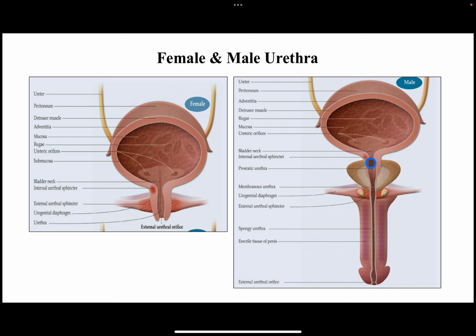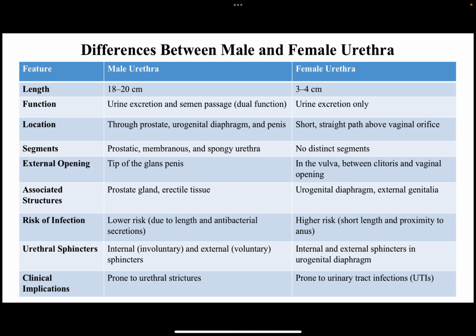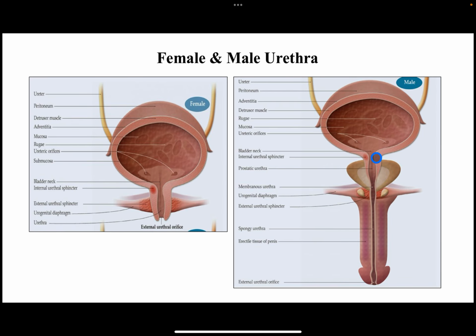Is that okay? So relatively, you can see that the male urethra is very, very long. Here is 0.5, from here to here is 2.5, and then from here to here is 15. All would add up to 18 centimeters. That's the reason why the male urethra is very prone to strictures. As compared, this is very short, so it's not prone to strictures. But because it's very short, and because of the location of the urethral opening or orifice, they are prone to infections. They are at high risk of getting urinary tract infections as compared to their male counterparts. Is that okay?